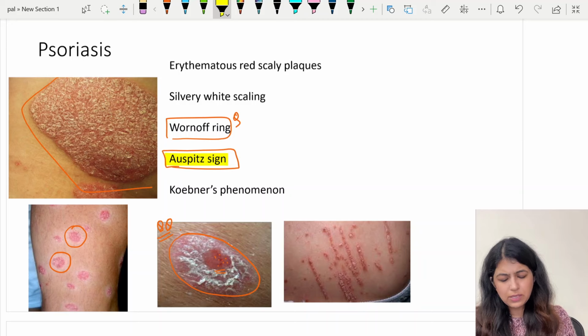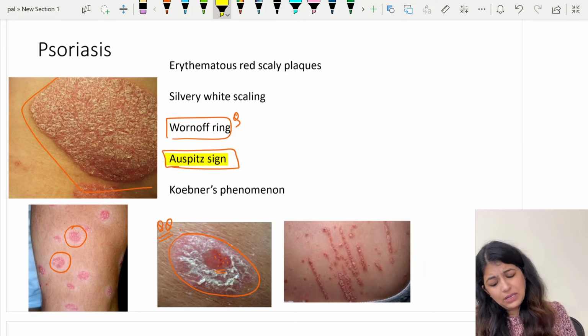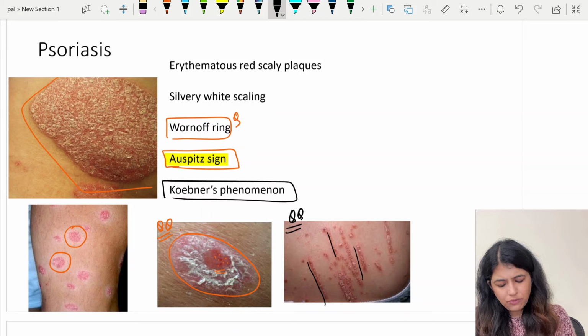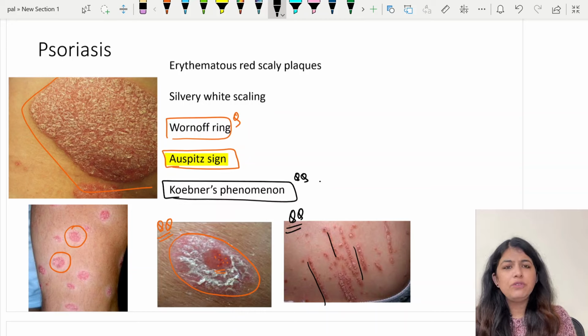And another very important image-based question from psoriasis is this, where you see multiple linear red scaly lesions here. This is what is called the Koebner phenomenon, that is the appearance of new lesions at sites of trauma, also called the isomorphic phenomenon.